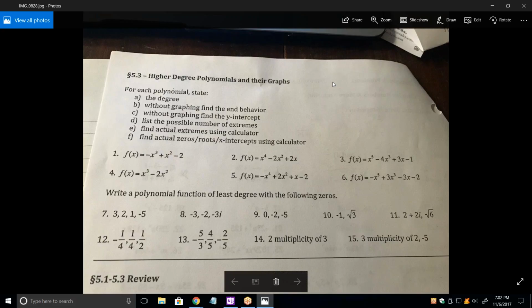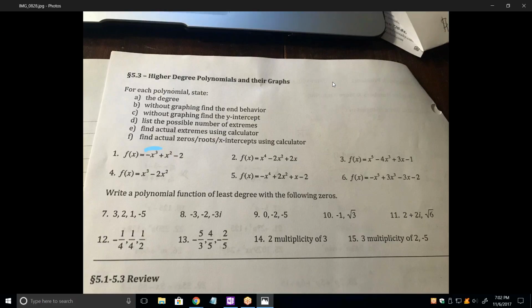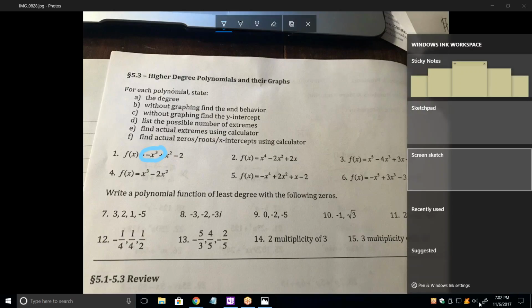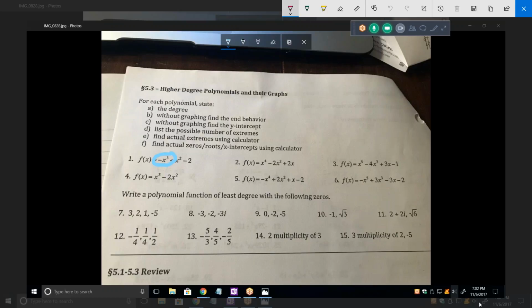Without graphing, find the end behavior of number 1. So number 1 is going to go up to the left and down to the right. Okay, I think you're right. This is the only thing that matters. In other words, the rest of it doesn't have anything to do with end behavior. Right.